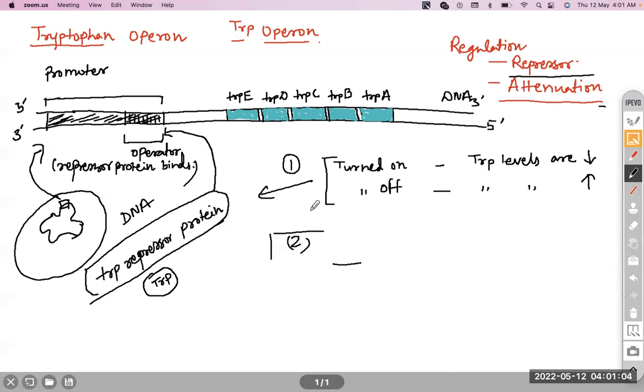How is this operon getting turned on and off? So I have already explained to you. This is one mechanism, via repressor protein. So we will study first via repressor protein how it is happening. Then we will see attenuation. So this is the first mechanism of the regulation, how the TRP operon is getting switched on and off.